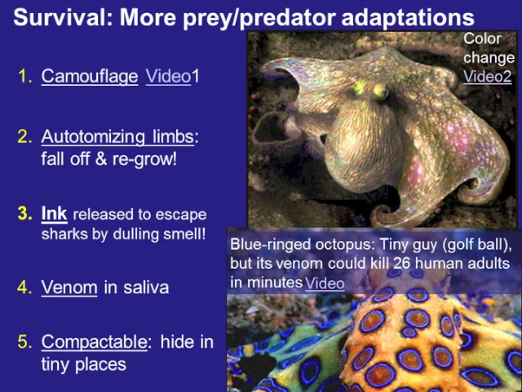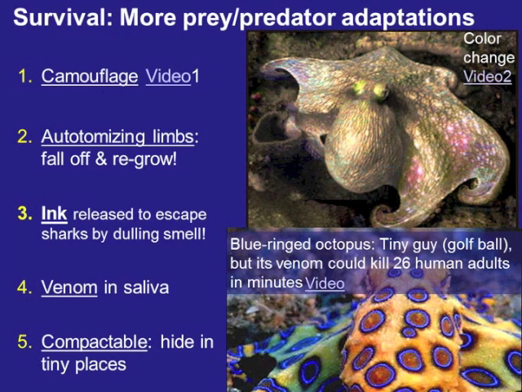Two, they can autotomize limbs, which means they can be cut off and then they regrow. So if a predator latches onto one of their limbs, the predator can bite off the limb, the organism will get away, the predator has somewhat of a meal, and then the cephalopod will grow back that lost limb. They have ink in an ink sac, and it's released to escape sharks, and has a dulling smell. So it absorbs the smell of the octopus, and then the octopus can get away. And not only does it absorb the smell, it's very dark in color, so the shark can't see.